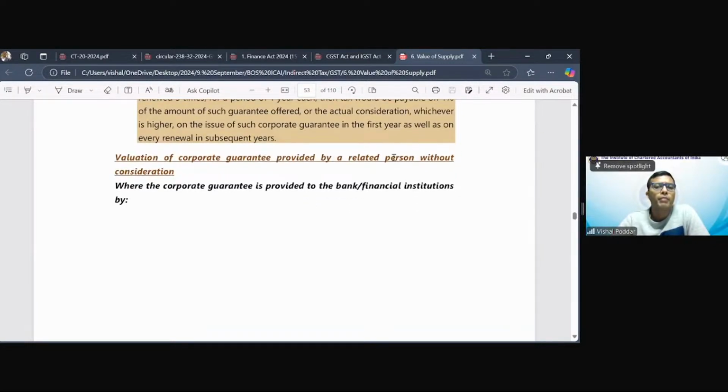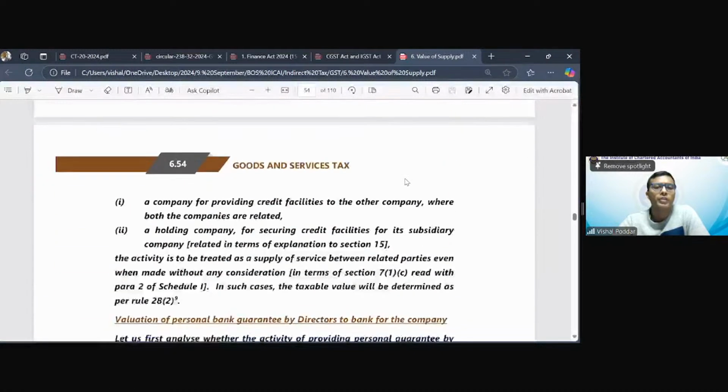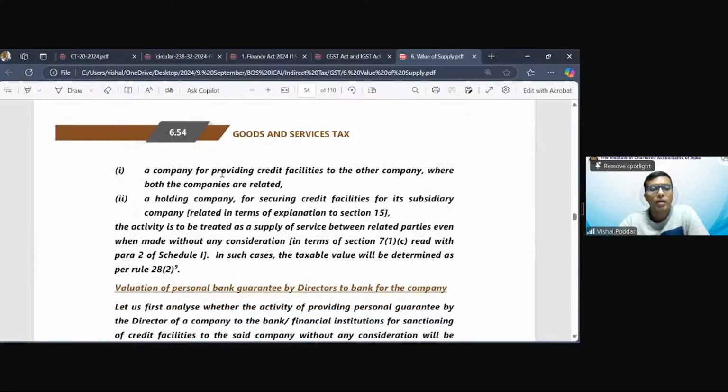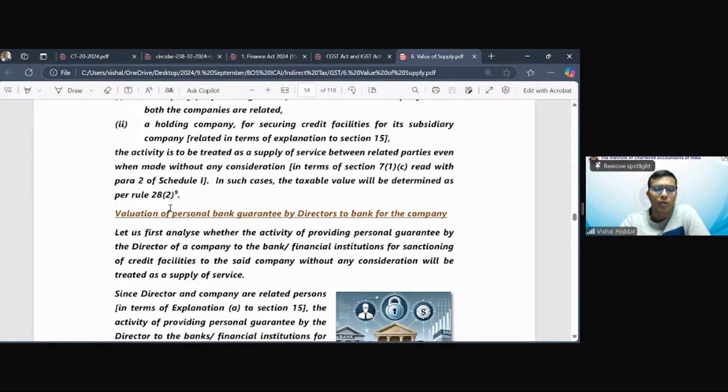Valuation of corporate guarantee provided by a related person without consideration, where the corporate guarantee is provided to a bank or financial institution by a company for providing credit facilities to another company, where both the companies are related, such as a holding company securing credit facilities for a subsidiary company. The activity is to be treated as supply of service between related parties even when made without consideration, in terms of 7(1)(c) read with Schedule 2. In such cases, the taxable value will be determined as per Rule 28(2), what we studied above.